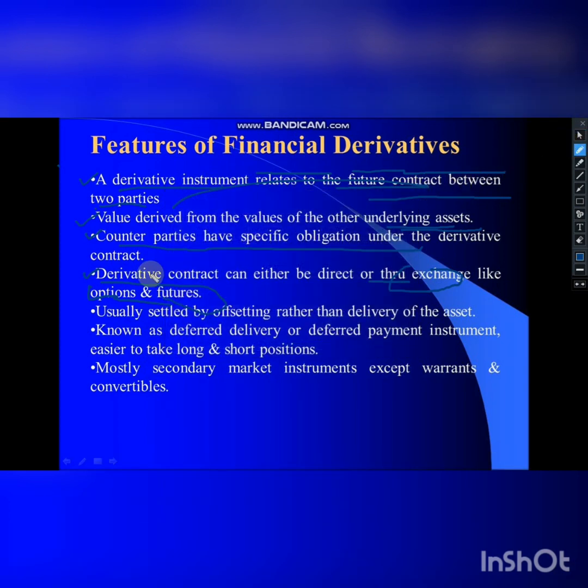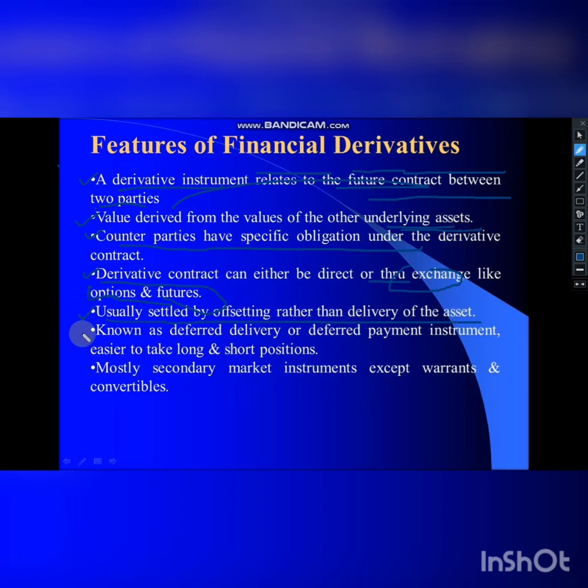Come on to the next point here. Usually settled by offsetting rather than delivery of assets. This happens when you get involved in futures and options: there is no actual delivery of shares.